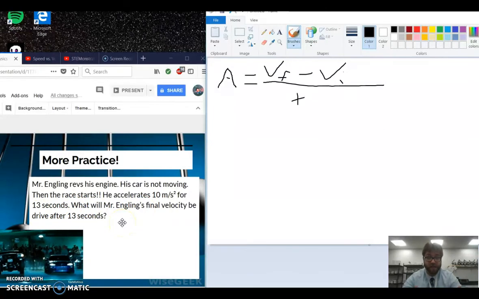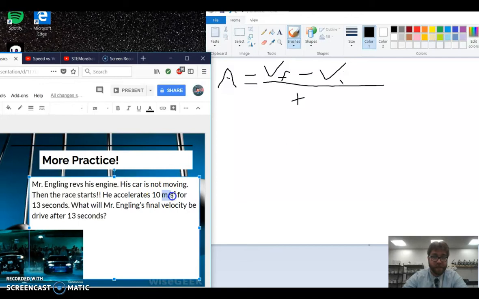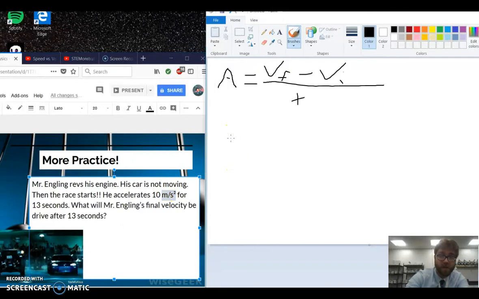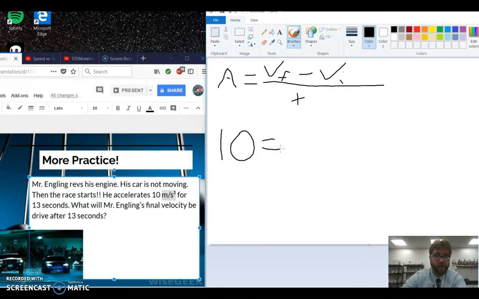So, in this case, if we want to figure out what my final velocity will be, what we need to do is plug in what we know. So we know my acceleration. When you see meters per second squared, that's a clue telling you that this is an acceleration value. So we know our acceleration A is 10. That's equal to, well, we don't know final velocity. We need to figure that out.